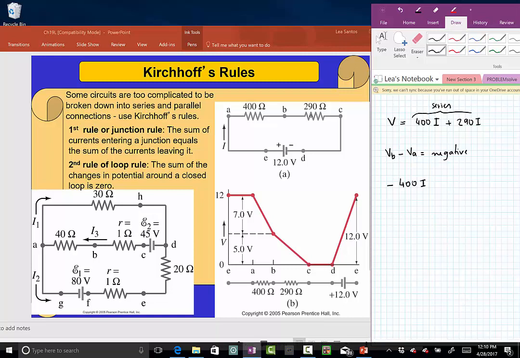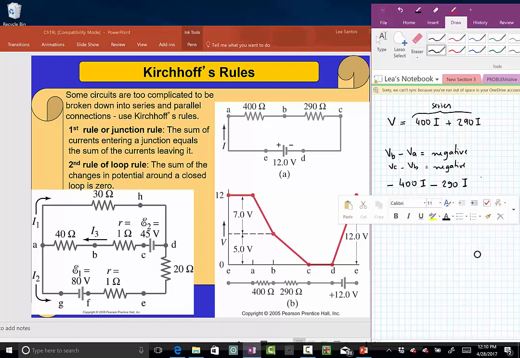Now I go from B to C, again another drop in potential, because VC minus VB is again a negative number. So I'm going to write this as minus 290I. Okay. I go from C to D, nothing special. As I go from D to E, I go through the battery, so I'm going to win potential, and I'm going to write this plus V. Okay. And now, once I cross to D, I'm back to my initial point E, so this is 0. Okay, so look at this equation.